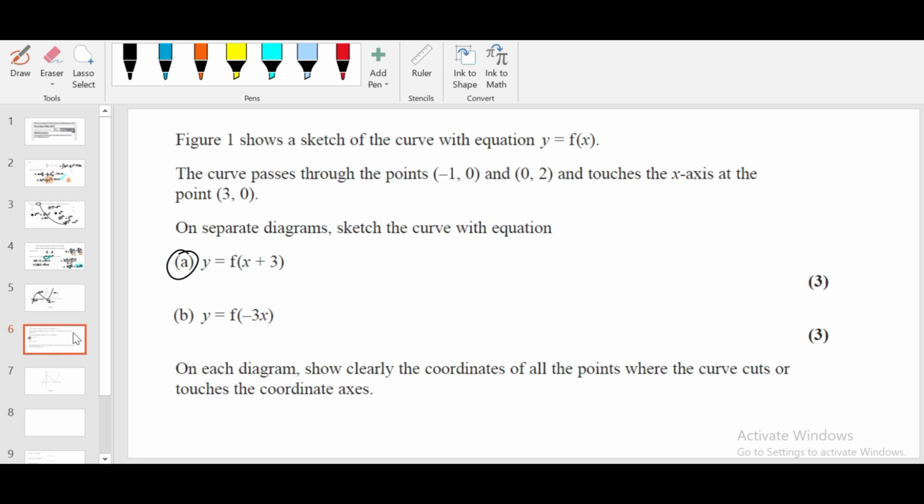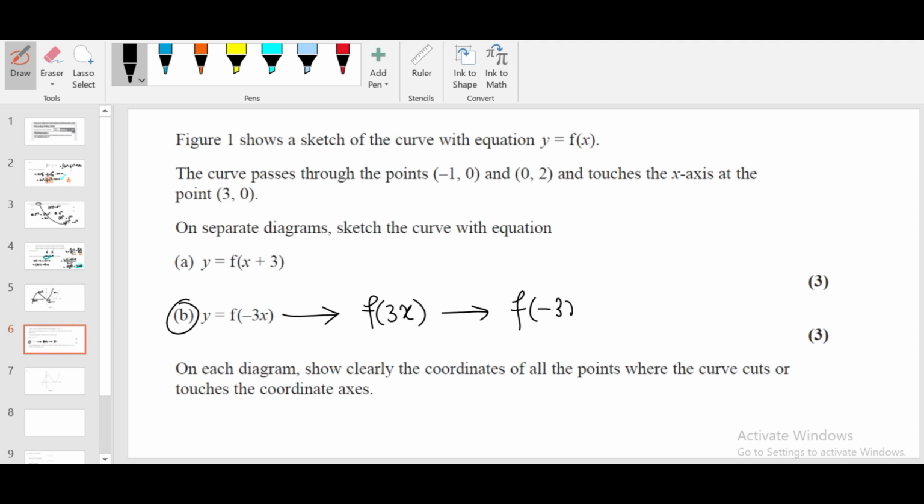Now the second transformation, f of minus 3x. What I would usually do, instead of treating this as a single transformation, which is allowed also, you can just treat minus 3 as a single transformation, or just sketch f of 3x, that's a stretching along the horizontal axis, and then f of minus 3x, which is a reflection over the y-axis. So that's what I'm going to do.